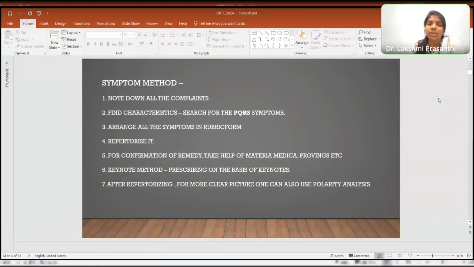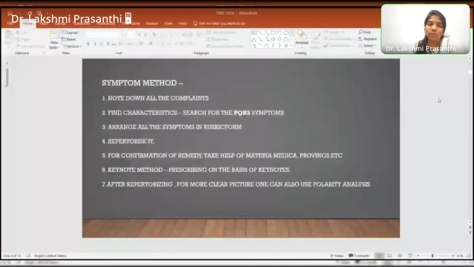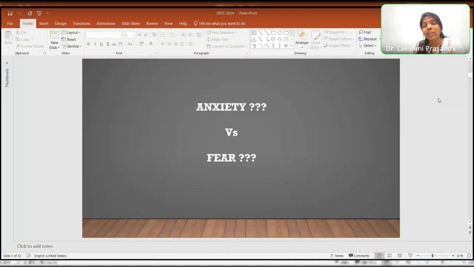But at last, for the confirmation of repertory results, one must make sure to take the help of materia medica, provings, etc. One more method through which you can prescribe is the keynote method. Further, for more clarity or a clearer picture, one can use polarity analysis. To master or understand the repertory, one must know the meanings of all the mind rubrics or all the rubrics in the repertory. Let us discuss some rubrics of the Kent repertory.